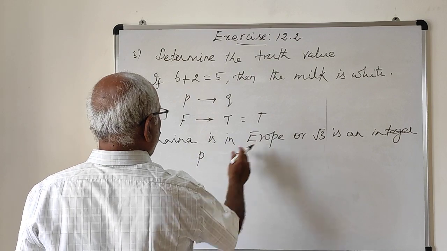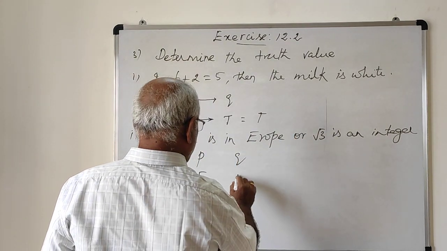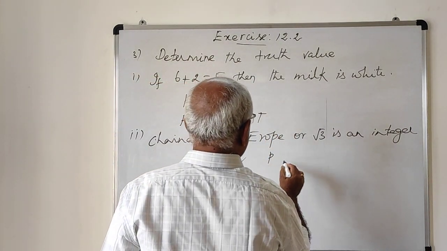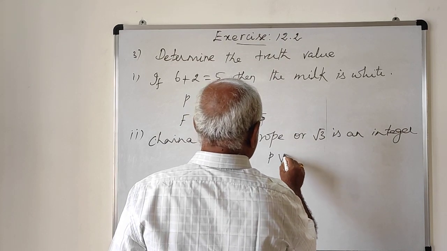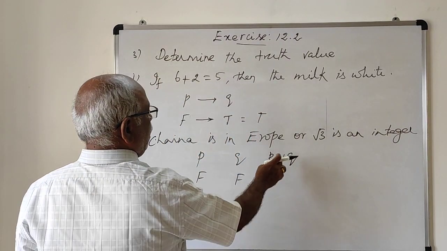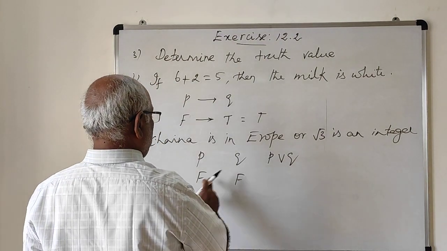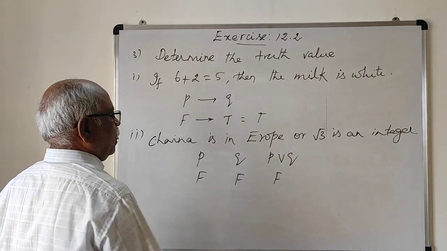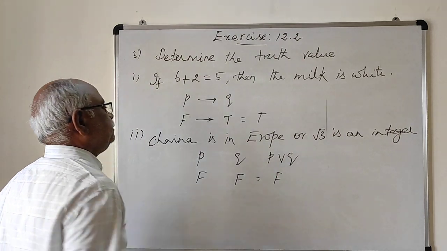China is in Europe is false. Root 3 is an integer is also false. R means P disjunction Q. So both are F, and the disjunction is also F. That is the truth. F disjunction F is F.